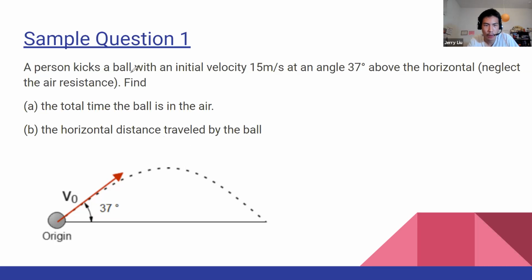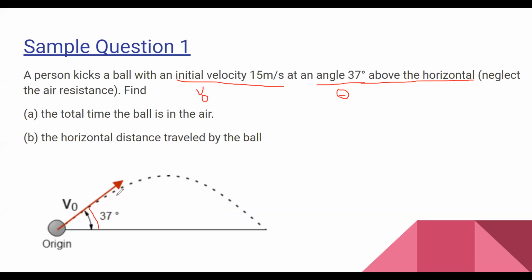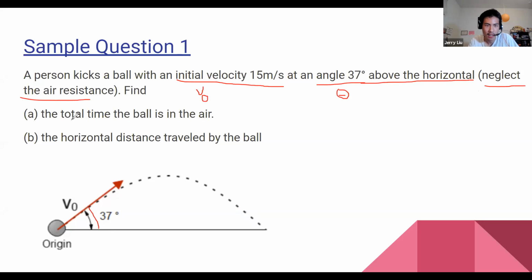So a person kicks the ball with an initial velocity of 15 meters per second, so that's V0, at an angle 37 degrees, that's theta, above horizontal. So as you can see in the diagram, if you have your horizontal ground, the incline of the V0 vector is 37 degrees. We're gonna ignore air resistance and just map the path. Our goal is to find the total time, t, the ball is in the air, and the horizontal distance, or delta x, traveled by the ball.